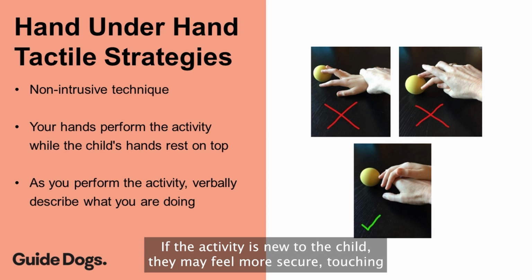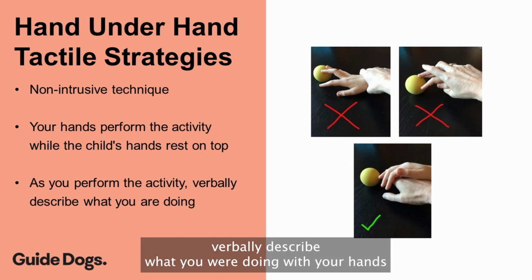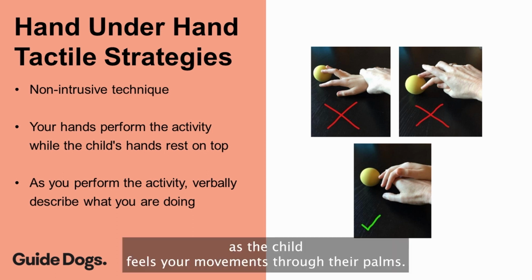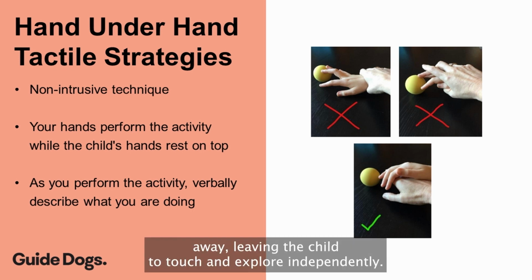If the activity is new to the child, they may feel more secure touching your hands rather than the unknown object or activity. As you perform the activity, verbally describe what you are doing with your hands as the child feels your movements through their palms. You can gradually move your hands away, leaving the child to touch and explore independently.